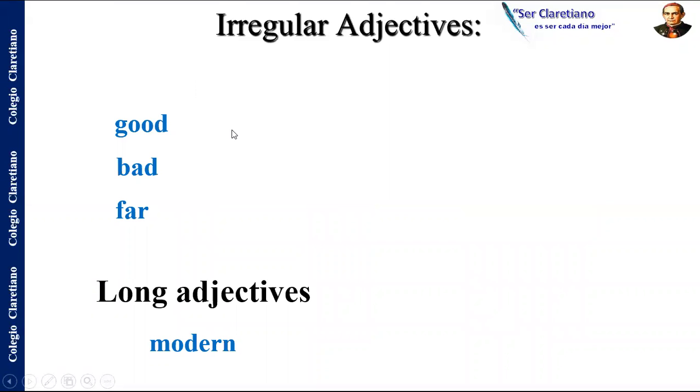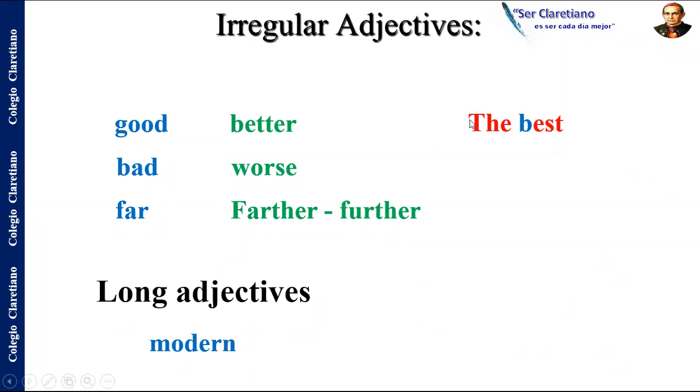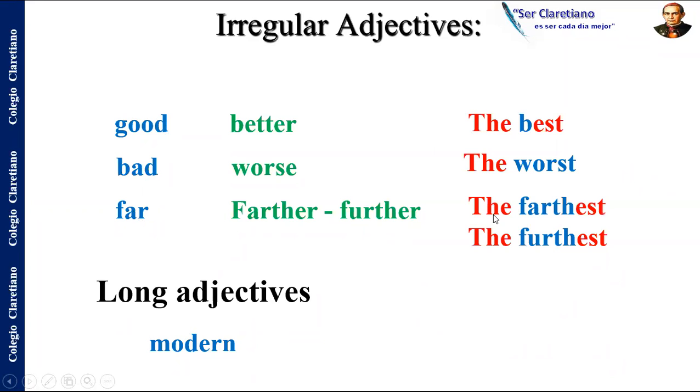We know this, no? Good, better, bad, worse, far, farther, further. This is the comparative. And what is the superlative? Pay attention. The best is the superlative of good. The worst is the superlative of bad. And the farthest or the furthest, the same, is the superlative of far. Good, bueno, better, mejor, the best, lo mejor de lo mejor. The best is a superlative. The same with bad. Malo, worse, peor, the worst, lo peor de todo.